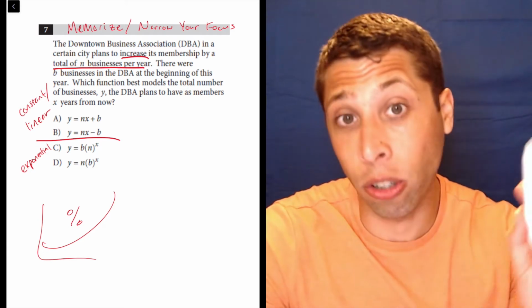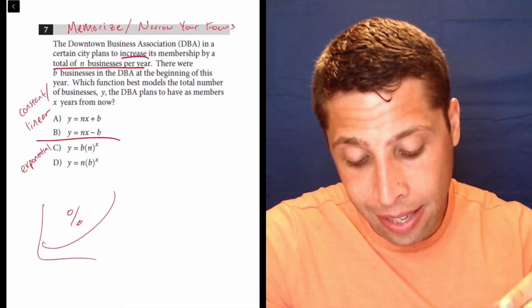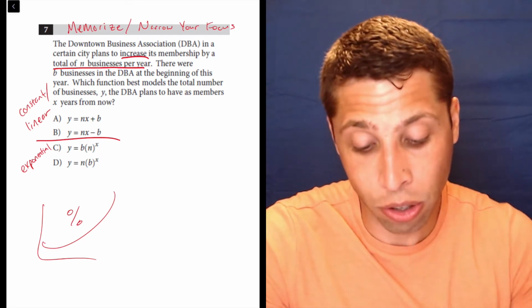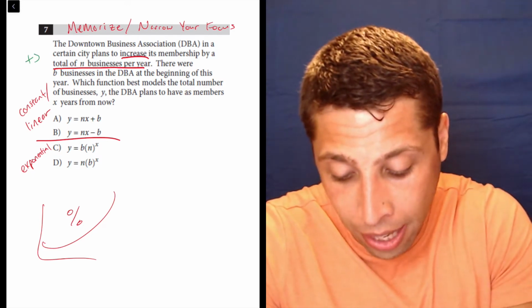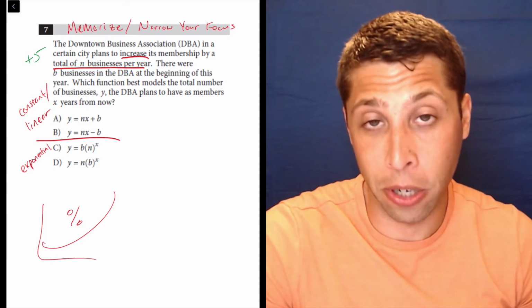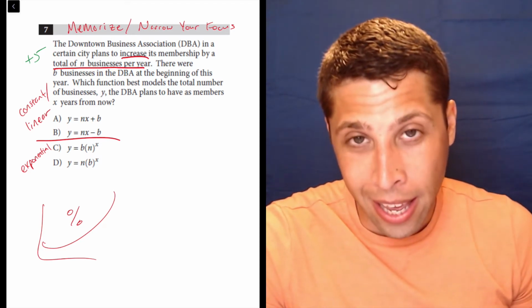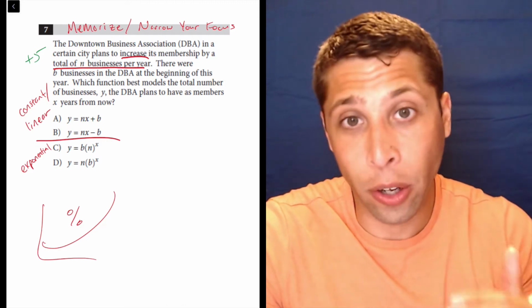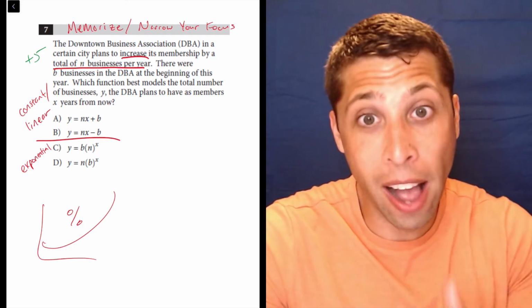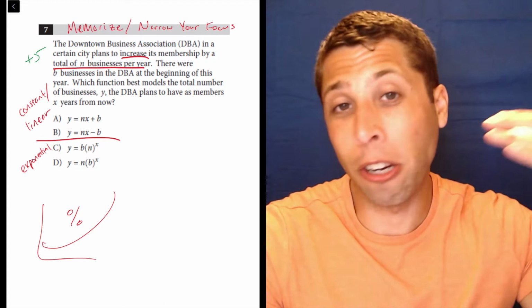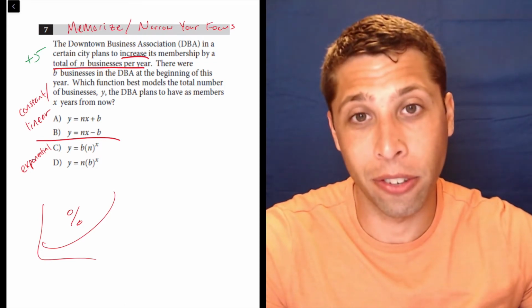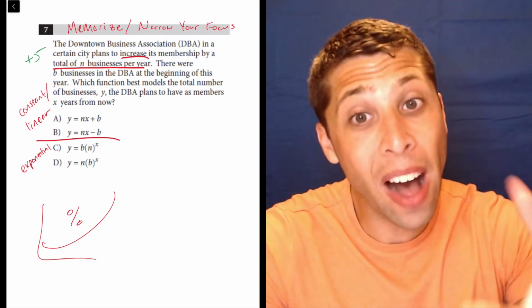So let's focus on the growth, let's focus on that increase. It's increasing by a total of N businesses per year. So let's just, for the sake of argument, say it was 5 businesses per year, right? That number isn't changing based on the question. So if it's 5 businesses this year, it's going to increase by another 5 businesses next year, another 5 businesses the year after that, and so on and so on. And so 5 is our magic number.